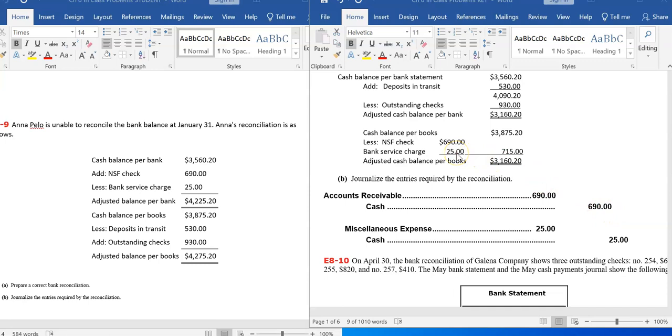The bank service charge of $25. We know we are crediting cash for $25 to decrease cash. And we're going to record it as some type of an expense. Bank service charge expense, bank fee expense, some kind of an expense.